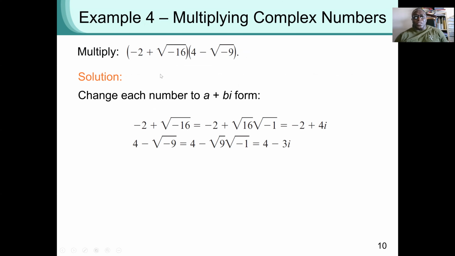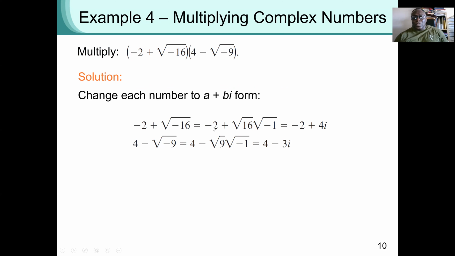So this is a good example here. We have two complex values and they are multiplied. So negative 2 plus square root of negative 16 and 4 minus square root of negative 9. What we're going to do is change each number to a plus bi form, and that's what we did here. So we have negative 2 plus square root of negative 16, which gives me negative 2 plus square root of 16 times square root of negative 1, because negative 16 is the same as writing positive 16 times negative 1. The goal is to get the i.